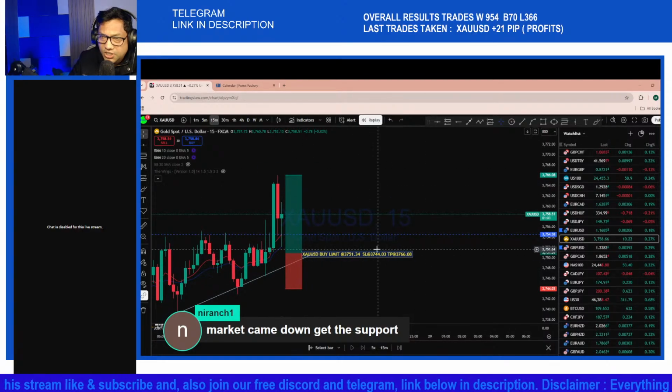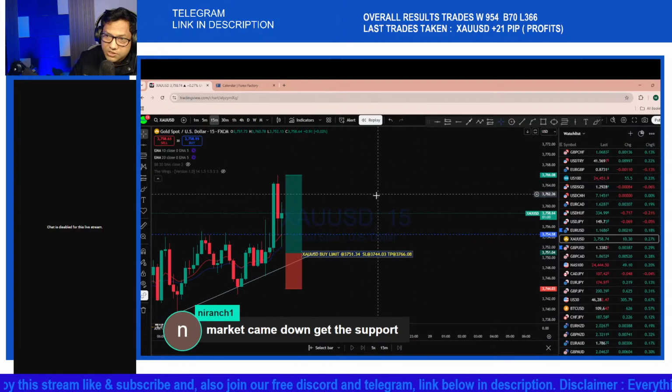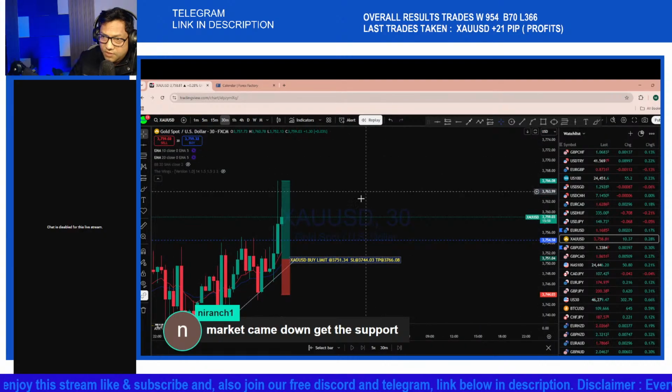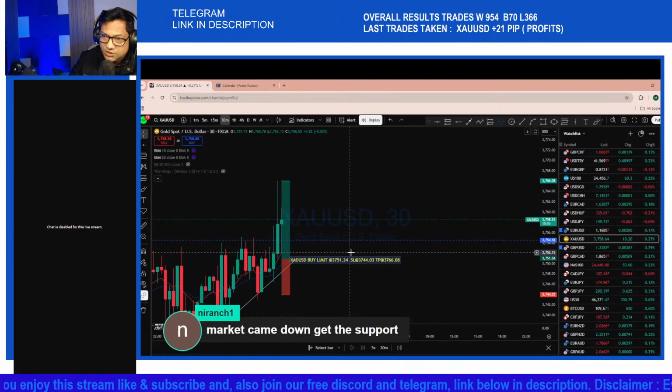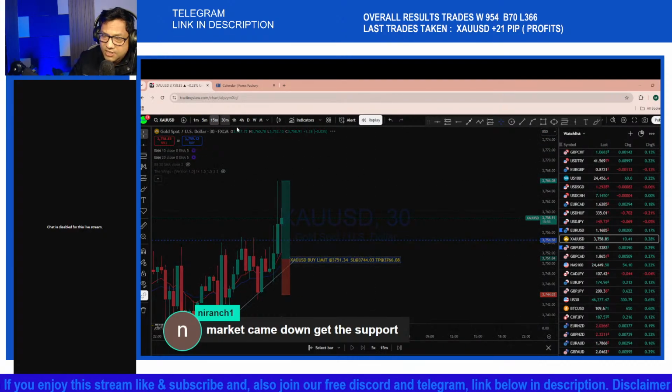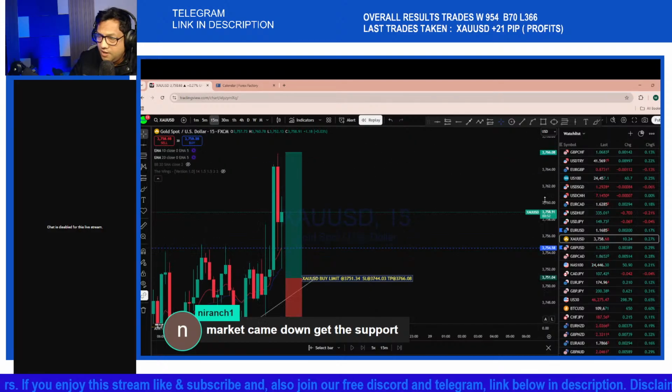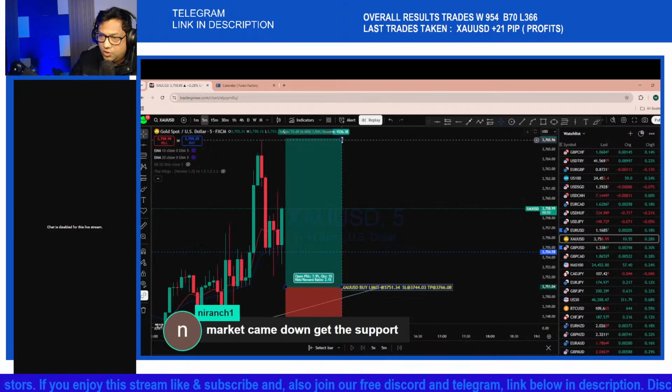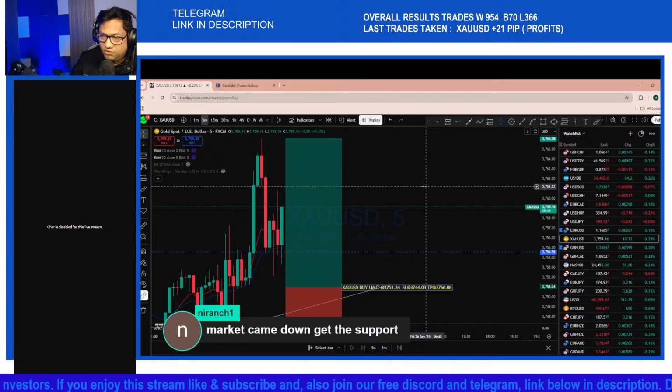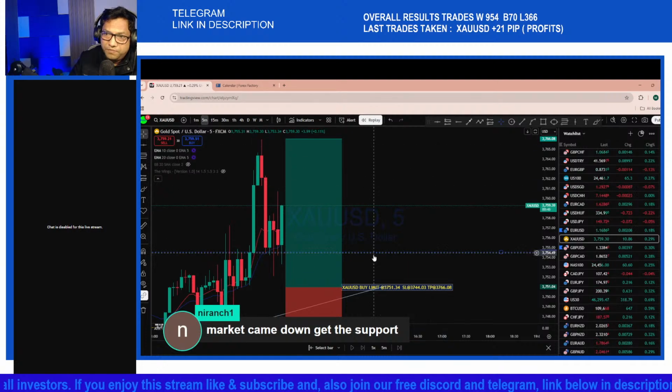Here is the doji that you can see on the 15 minutes from this support level, and from the 30 minutes we can see, from this 10 EMA, the market has made its move back above here. And if we look at the lower time frame, we are getting the reaction back above.